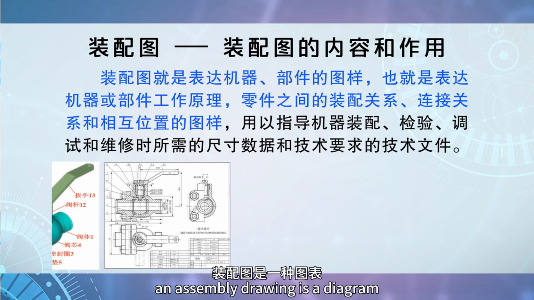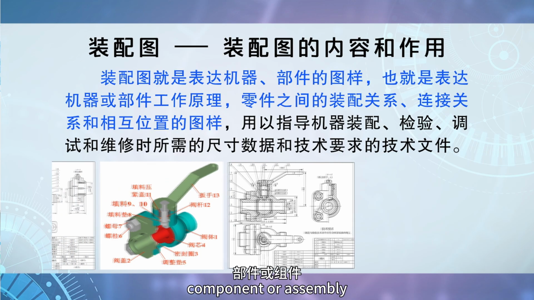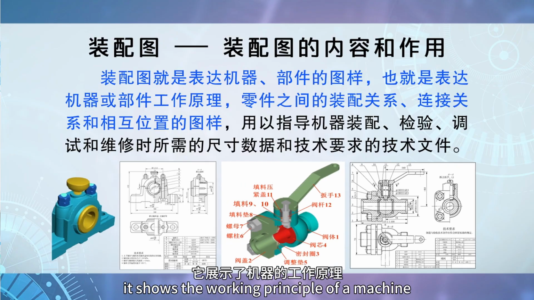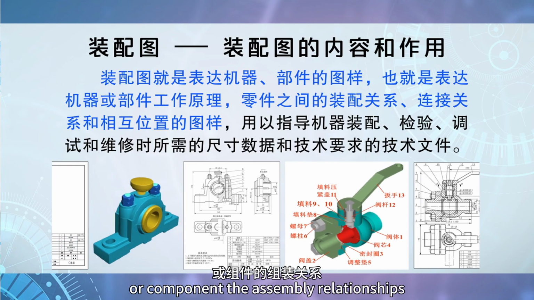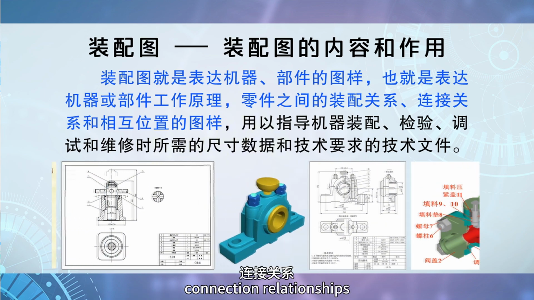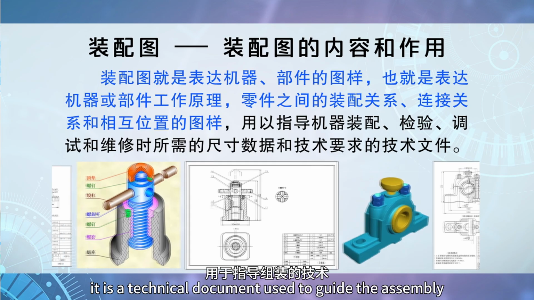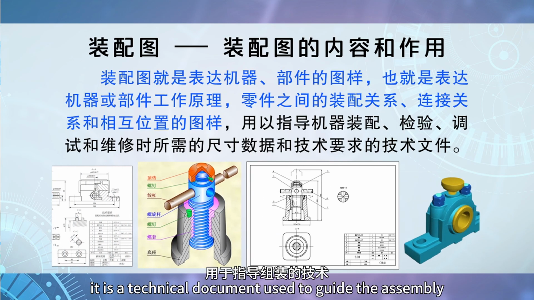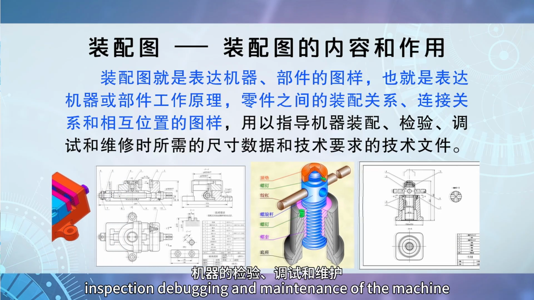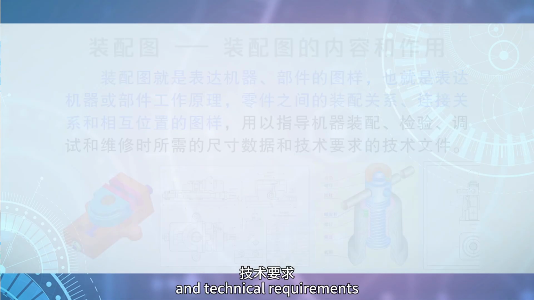An assembly drawing is a diagram that represents a machine, component, or assembly. In other words, it shows the working principle of a machine or component, the assembly relationships, connection relationships, and relative positions of the parts. It is a technical document used to guide the assembly, inspection, debugging, and maintenance of the machine, providing the necessary dimensional data and technical requirements.